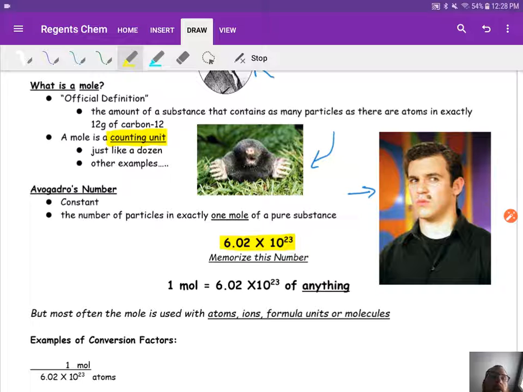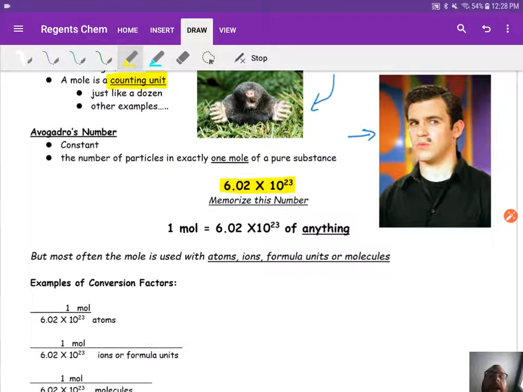So when we say 1 mole, it's 6.02 times 10 to the 23rd of anything. So if I said I had a mole of eggs, I would have 6.02 times 10 to the 23rd eggs. If I said I had 1 mole of cars, I would have 6.02 times 10 to the 23rd cars. Okay. Now, the most common units that we will use are these 4 right here.